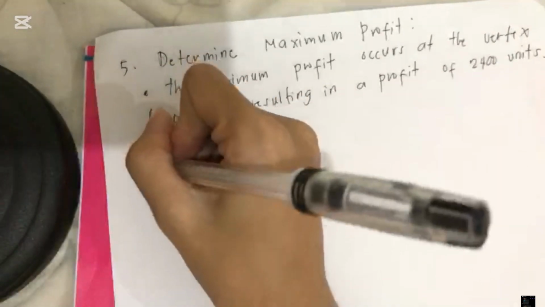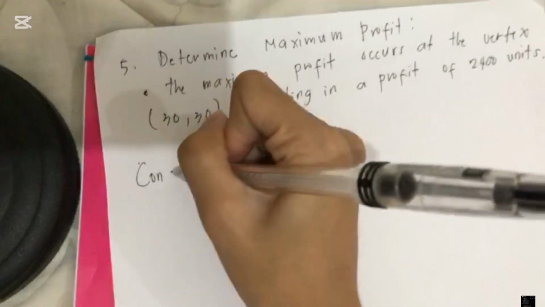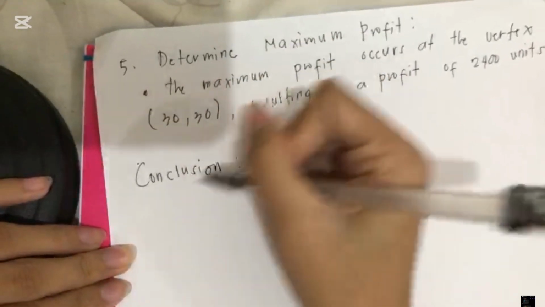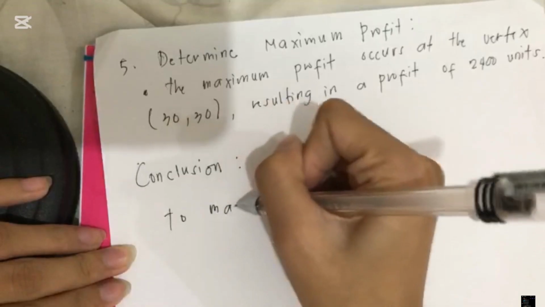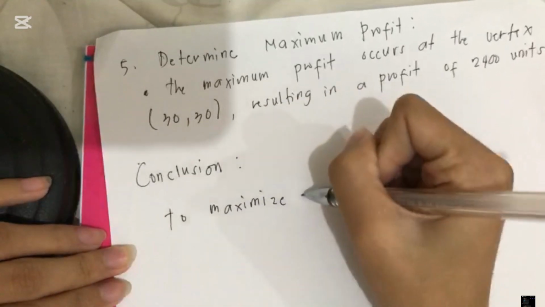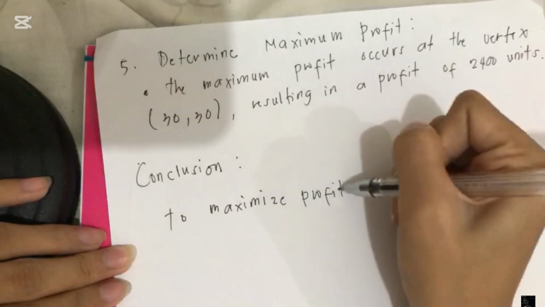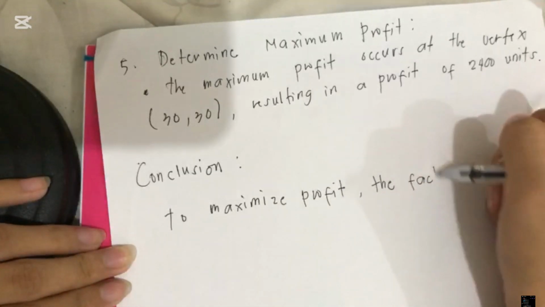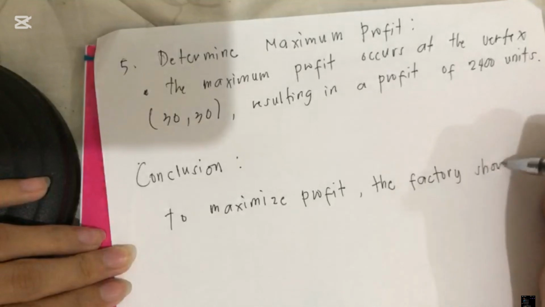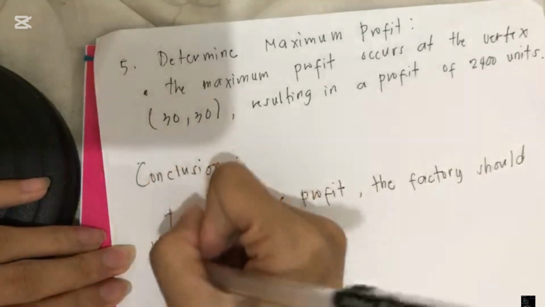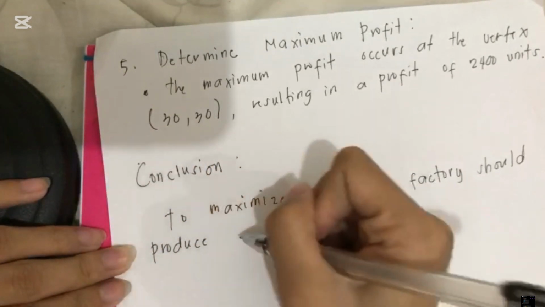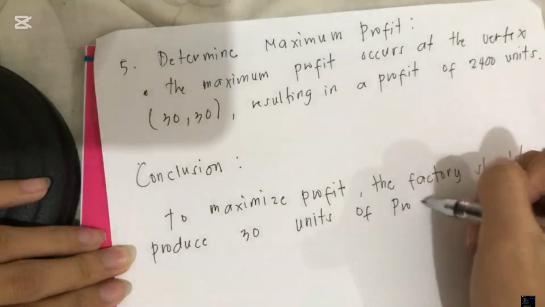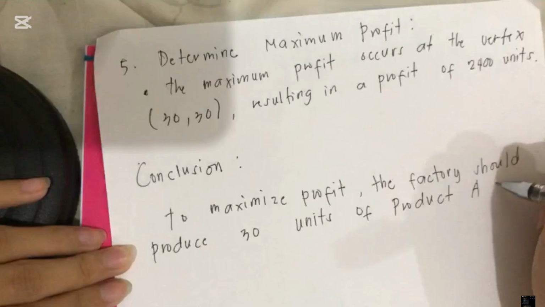One, at (0, 40), profit equals 30 multiplied by 0 plus 50 multiplied by 40 equals 2000. Two, at (60, 0), P equals 30 multiplied by 60 plus 50 multiplied by 0 equals 1800. Three, at (30, 30), profit equals 30 multiplied by 30 plus 50 multiplied by 30 equals 2400.